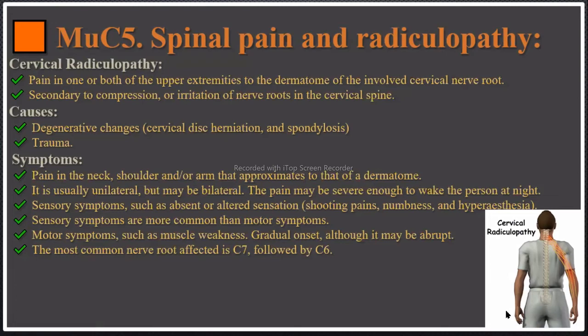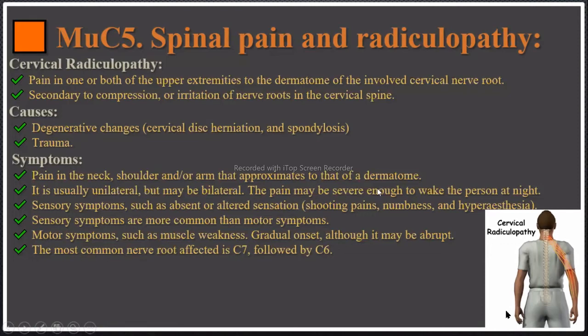Myopathy. Okay, so it's secondary to compression. The patient has compression in the neck because we are talking about cervical irritation of nerve roots in the cervical spine. Causes here may be degenerative changes like cervical disc herniation or spondylosis, maybe trauma, so non-traumatic or trauma. Symptoms: pain in the neck, shoulder and/or arm that approximates that dermatome, usually unilateral, maybe bilateral.